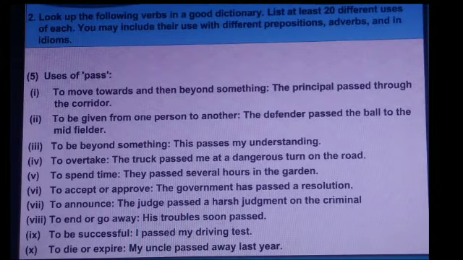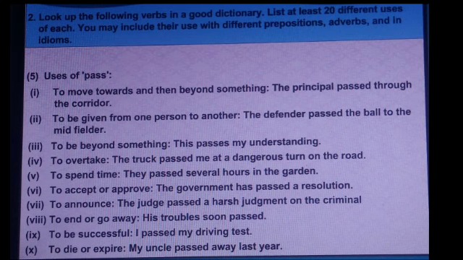The last verb is pass. Now this verb is used to refer to moving towards and then beyond something. An example is given to you: the principal passed through the corridor. It is also used to be given from one person to another person. It is also used to overtake something, to spend time with others, or to accept or approve something. Pass is also used to announce, to end or go away.